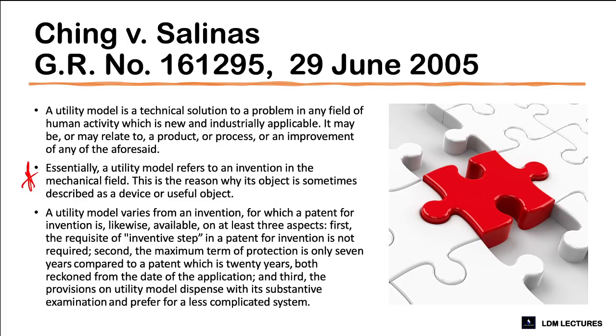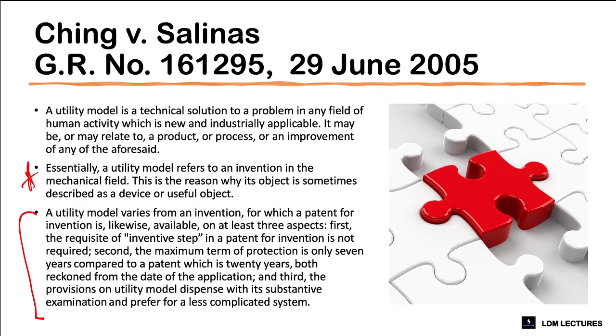Okay? So, let's continue. A utility model varies from an invention for which a patent for invention is likewise available on at least three aspects. So, kagaya nito, diniscuss ng Supreme Court dito yung pagkakaiba ng patent sa utility model. Yung patentable invention sa utility model. Ano daw? The requisite of inventive step in a patent for invention is not required pagdating sa utility model. Hindi daw required. Pangalawa, the maximum term of protection is only 7 years compared sa patent na 20 years. Both reckoned from the date of application.